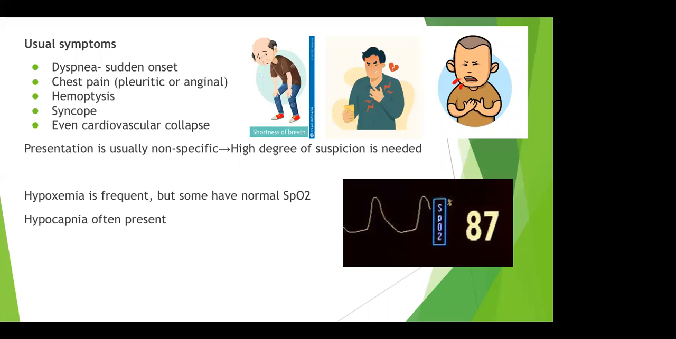Hypoxemia is frequent in PE, but in a very small PE or very small segment PE, SpO2 can be normal. However, hypocapnia is usual, where the PCO2 is low or normal, as the patient will be hyperventilating.